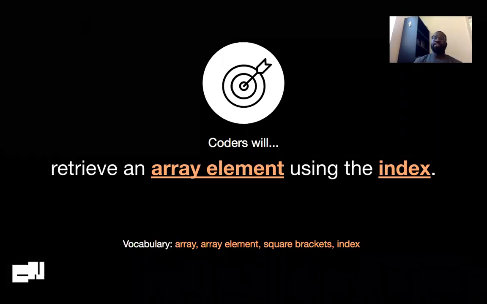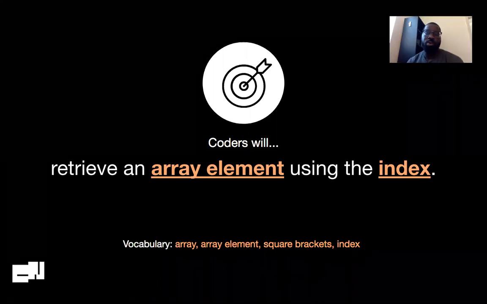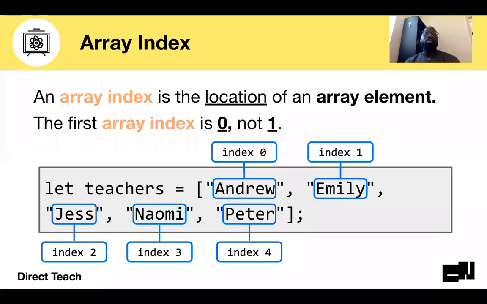Okay, welcome back. We have a new objective. We got some more to learn today, okay? Let's read this together. Coders will retrieve an array element using the index. Vocabulary is array element, square brackets, and index. All right, so an array index is the location of an array element. The first array index is 0, not 1. And this is pretty tricky. People make mistakes with this all the time, but the first array index is 0, not 1.